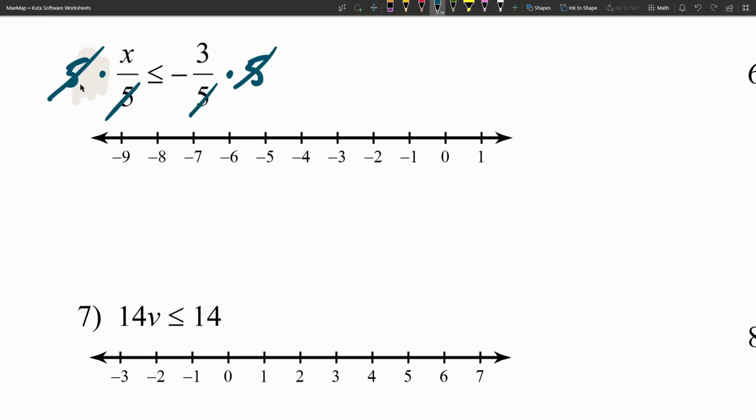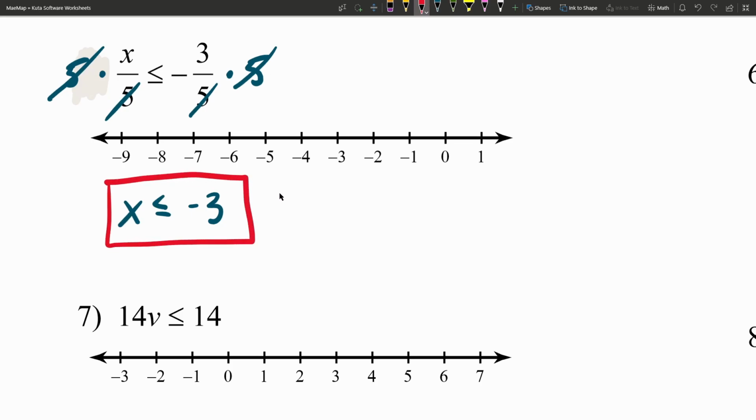So on this left hand side, 5 times x divided by 5 will be x, and that's going to be less than or equal to negative 3 divided by 5 times 5 will be negative 3 times 1, which is a negative 3. Now I didn't divide or multiply by a negative, it was a positive 5, so I'm going to leave my inequality as is. X is less than or equal to negative 3 is my solution, so I'm going to locate negative 3, circle it, shade it in, and everything to the left.